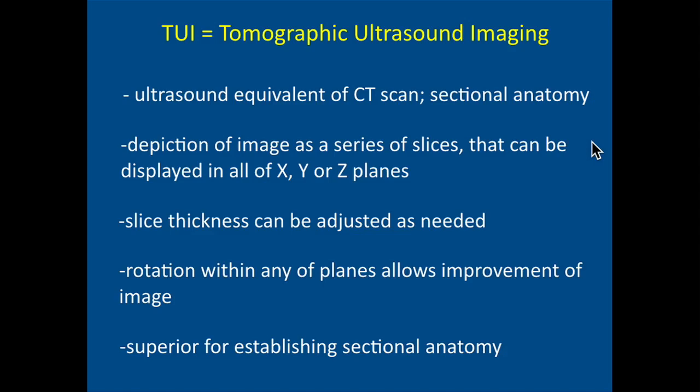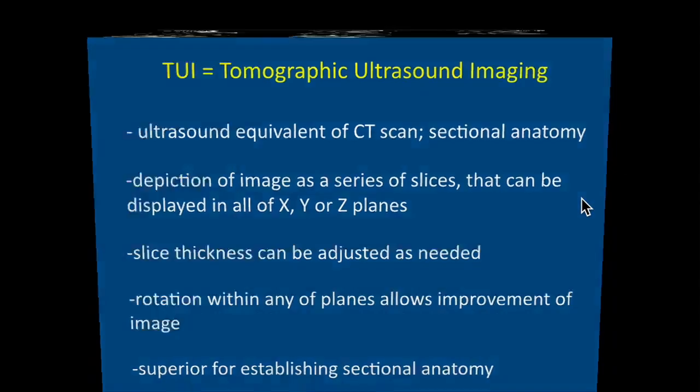Not to discount the not quite as sexy volume-based imaging. TUI imaging is really good when you're trying to figure out sectional anatomy. And what it is conceptually would be about the equivalent of a CT scan, but with ultrasound. You will depict the image as a series of slices, and you can choose all of those planes, X, Y, or Z, which were your initial orthogonal planes. You can adjust the slice thickness, you can rotate, and really by using the reference dot, you can try to figure out, if I put the reference dot in the RV, do I see vessel X coming out of the same ventricle? So it helps you orient yourself in lots of directions.